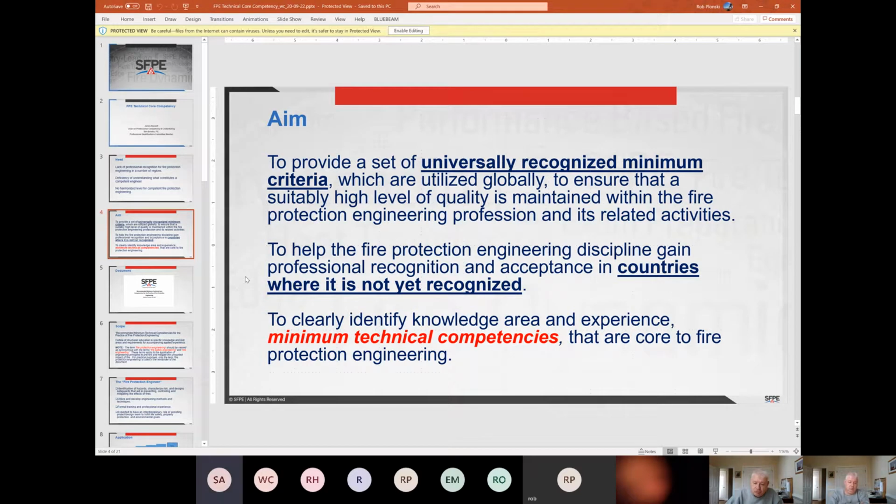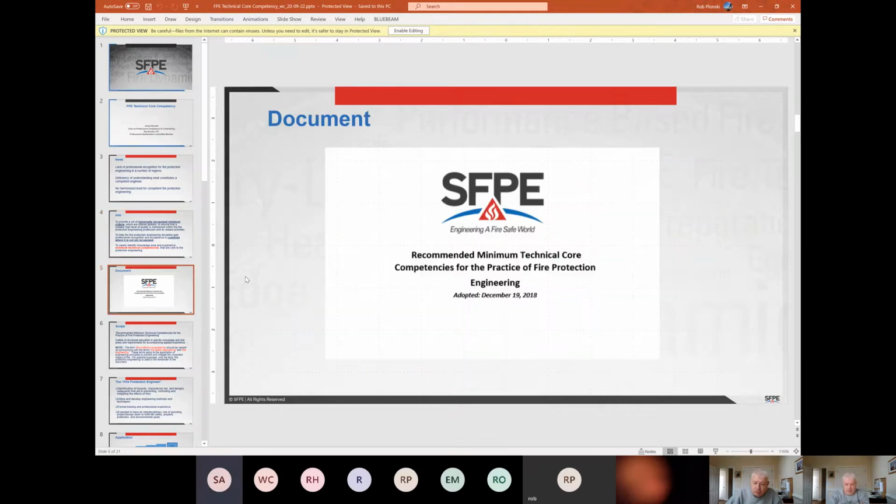The document, as I mentioned, is on the Society of Fire Protection Engineers website. You can do a quick word search on technical core competencies, and it is in the drop-down list on the main page.